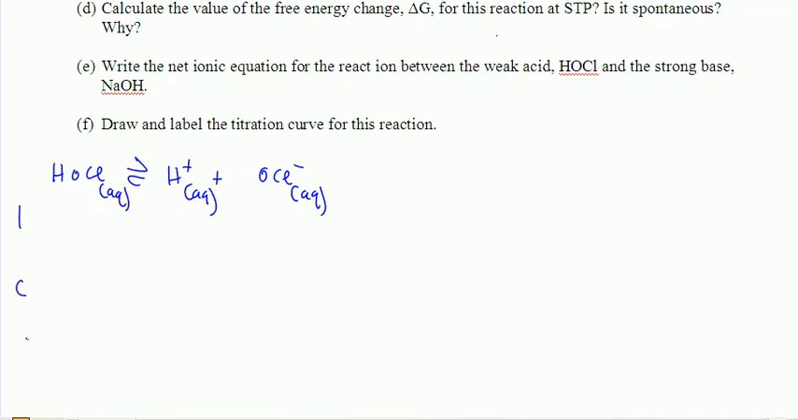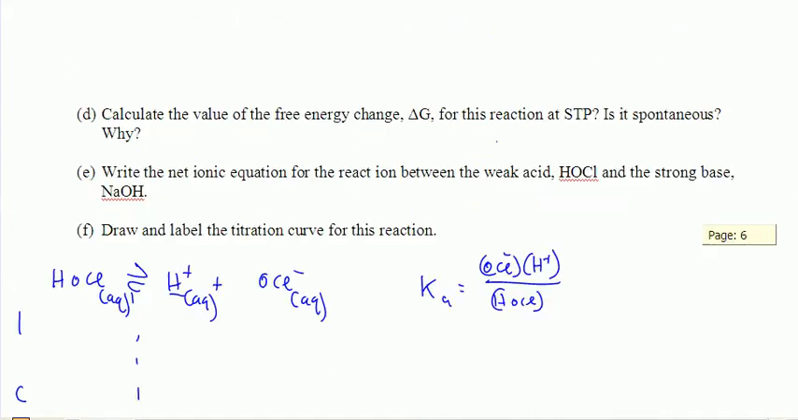Aqueous ICE. I can write K, let's see, it's going to be Ka because this is an acid. Ka equals OCl minus multiplied by H plus all over HOCl. Okay, now let's start the problem. Here we go.